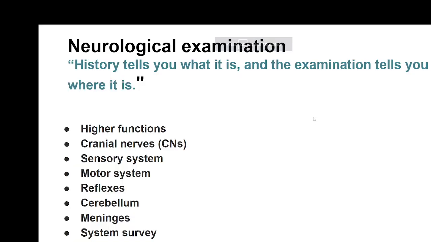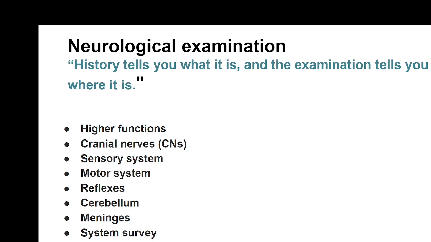Now, the next part is about the clinical examination of the neurological system. There is a very popular statement which says that history tells you what it is and the examination tells you where it is, and it's very specific for the nervous system examination. A detailed history gives you an idea of what sort of pathology it is, and a thorough clinical examination is necessary. Most of the time, in the majority of conditions, the exact location of the disease may be possible with a methodical clinical examination.